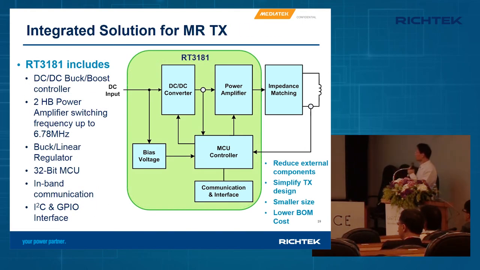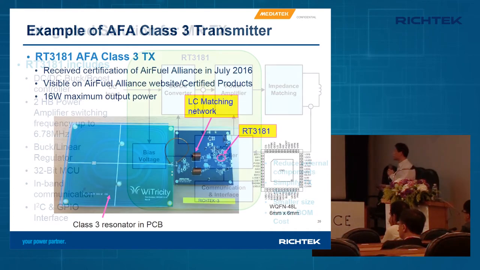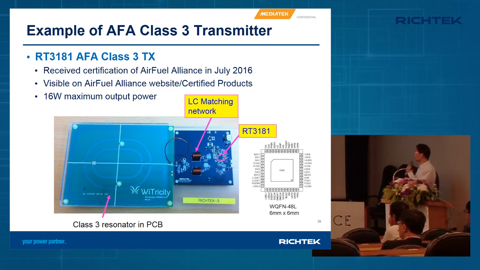Here is the integrated solution. We can build this single chip solution. With this solution, we can reduce the external components and simplify the transmitter design. We can get a lower bill of materials cost and small size. Here is an example of the transmitter. You can see this is the IC RT3181. This chip is in QFN 6x6 millimeter packaging. This chip can drive the class 3 resonator for 16 watt output power with the LC matching network.